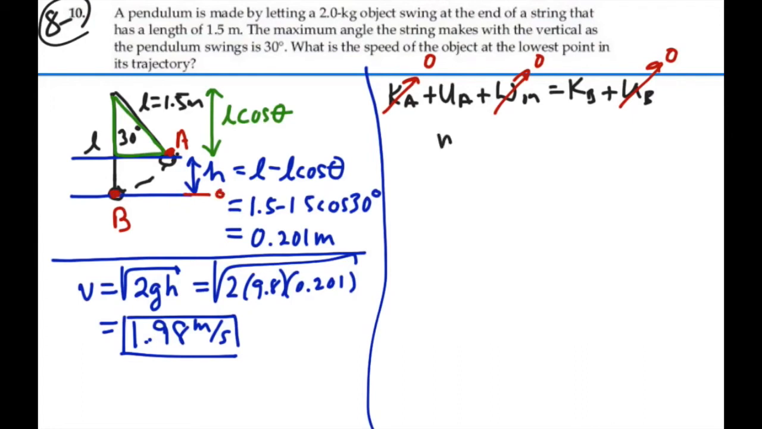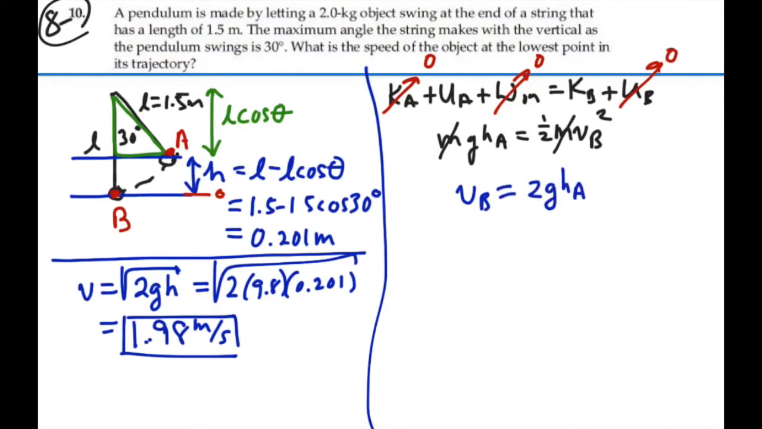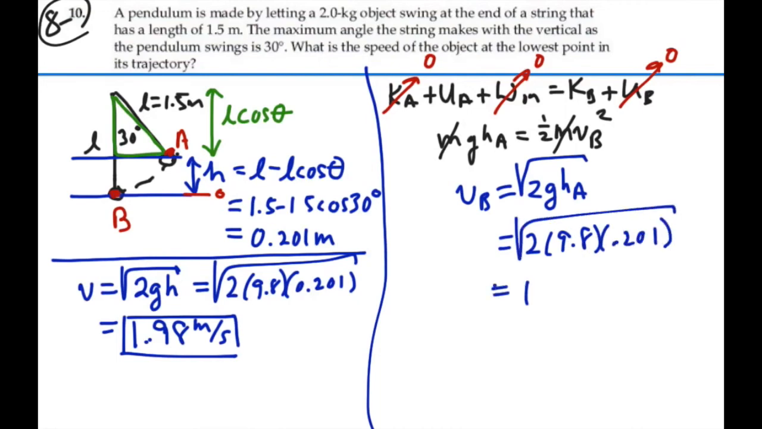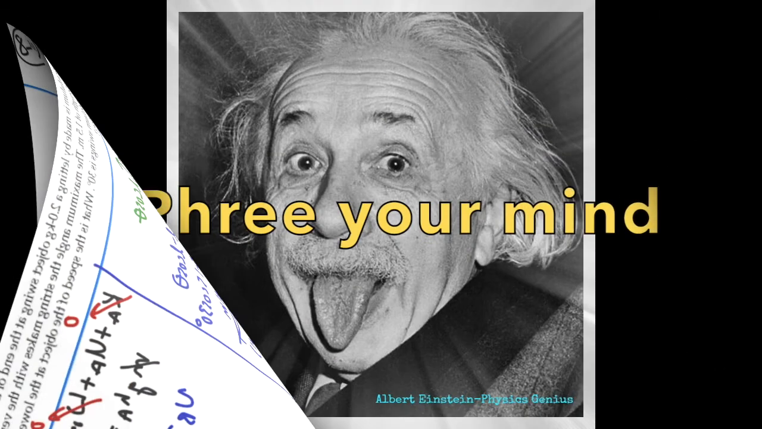So we would have that mg, height at A, equals 1/2 mass velocity of B squared. Getting rid of the mass on both sides, we have that the velocity of B should equal the square root of 2g height at A. And that's where we got that equation. So indeed it's the square root of 2 times 9.8 times 0.201, which is 1.98 meters per second. So that's our answer, 1.98 meters per second.